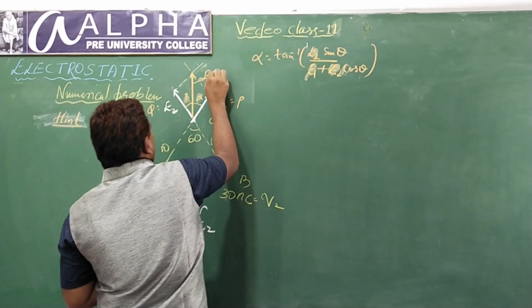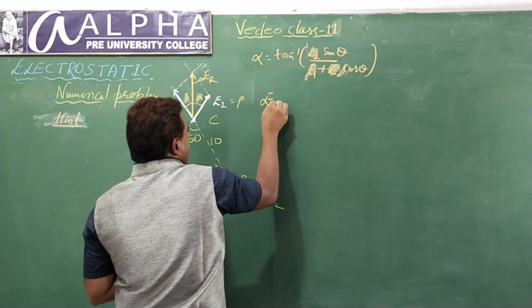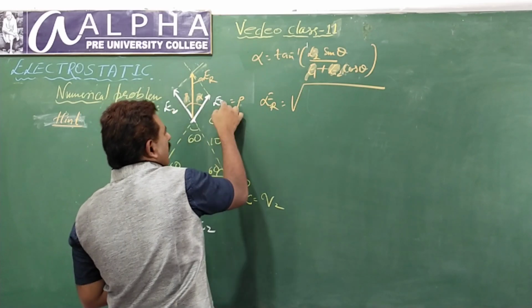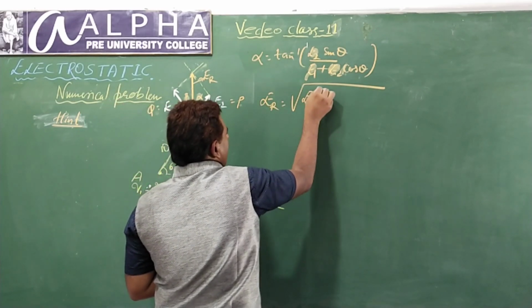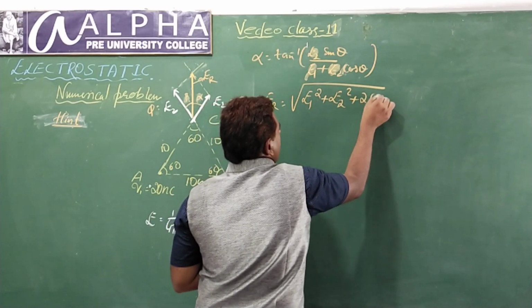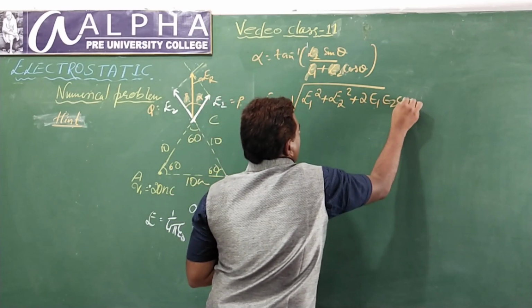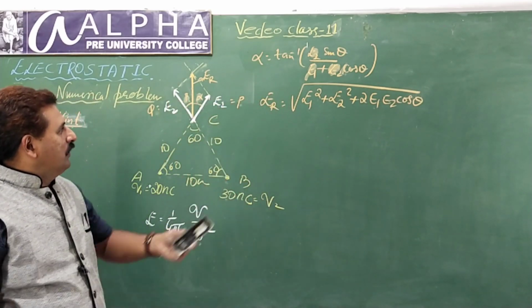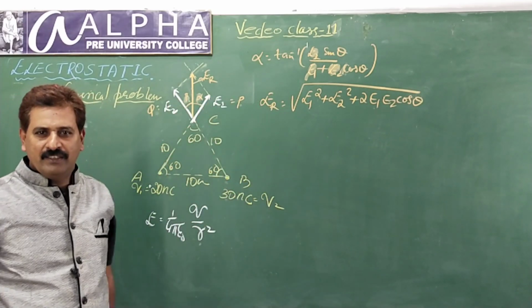That is ER. The ER value is given by the same formula: square root of P square plus Q square plus 2PQ cos theta. P is E1, so E1 squared plus E2 squared plus 2 into E1 E2 into cos theta. That's it. What is theta? Theta is 60 degrees. You use these two values, simplify, that's it.